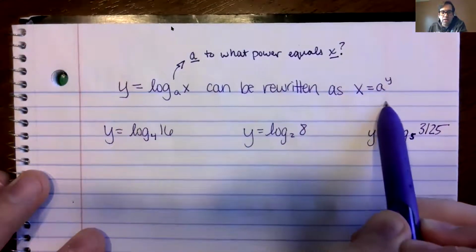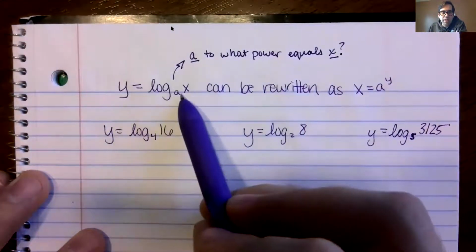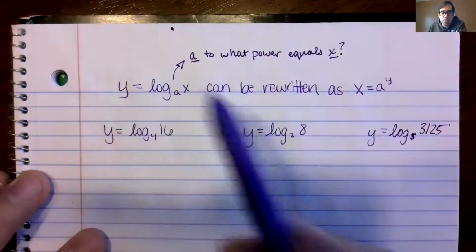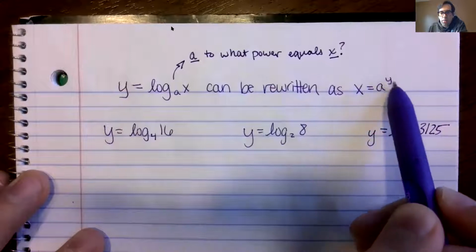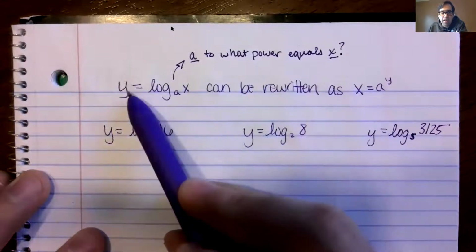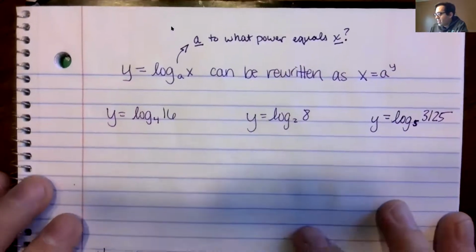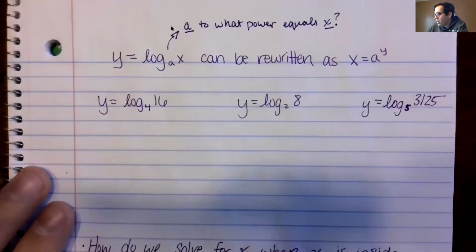Right? Because look at it over here. If we had a number here and a number here, we'd say a to what power equals x, and that would be the answer, right? A to what power equals x, and the y is the what, right? So let's try to use that to solve these three initial questions here.